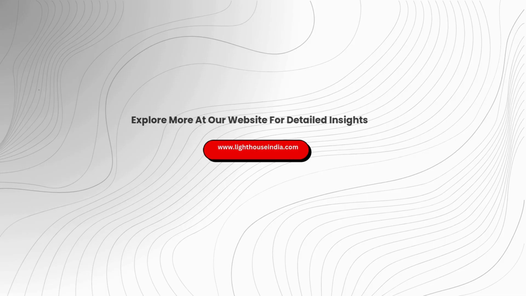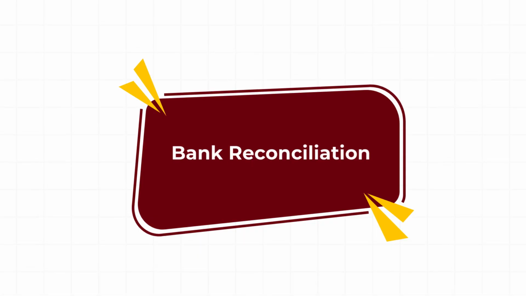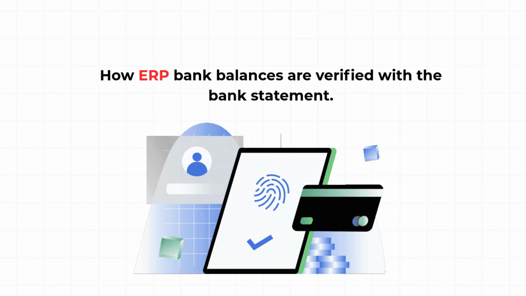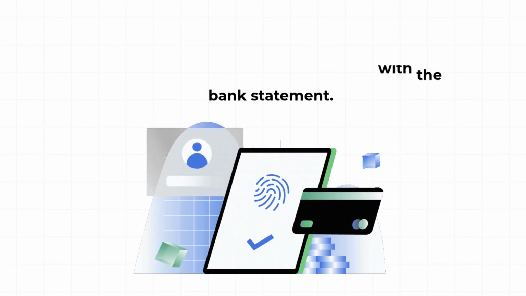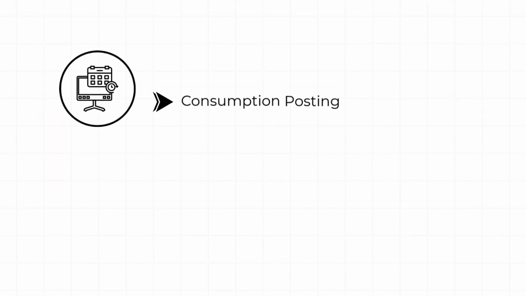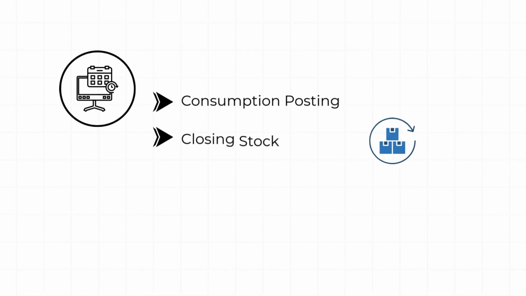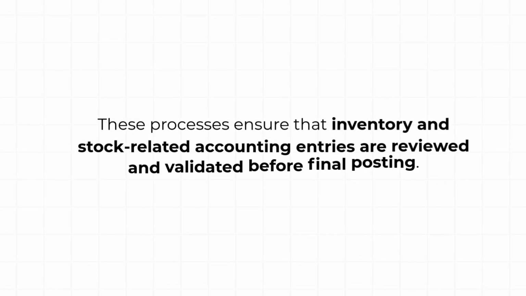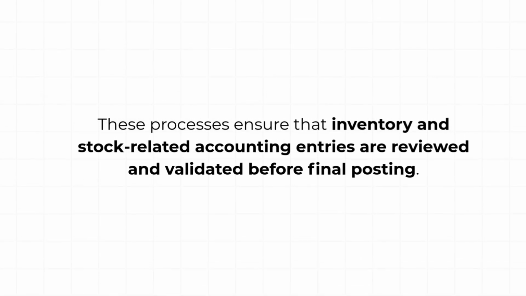In the previous video, we completed bank reconciliation, where we learned how ERP bank balances are verified with a bank statement. Today, we'll understand another important control process in accounting, accounts approvals, which includes consumption posting, closing stock posting, and inventory posting. These processes ensure that inventory and stock-related accounting entries are reviewed and validated before final posting.